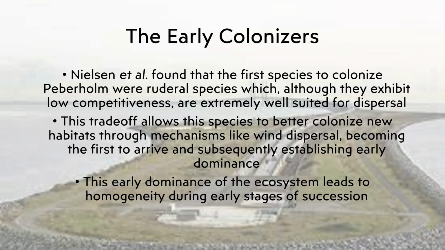So while they may not be great in their normal homes, they would be extremely good at spreading and taking over and making these habitats more suitable for later organisms. And like mentioned before, this is a big trade off. So they choose to do this method of dispersal so that they can establish early dominance. So this is the homogeneity that's seen on the island during the early stages.